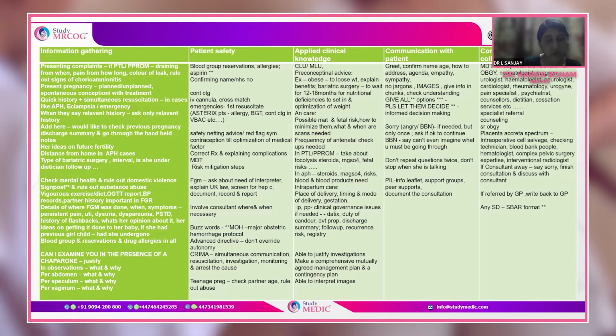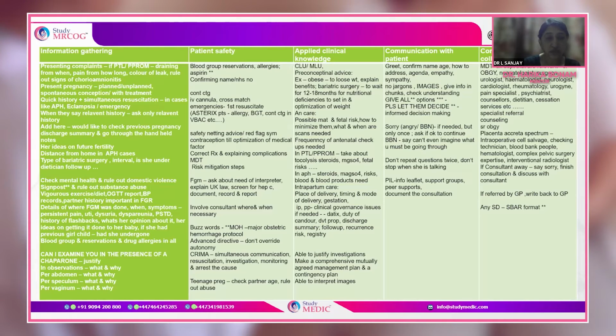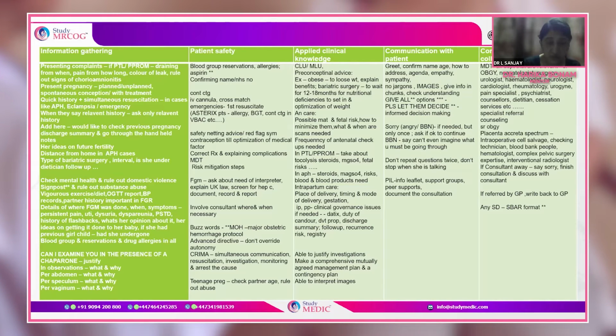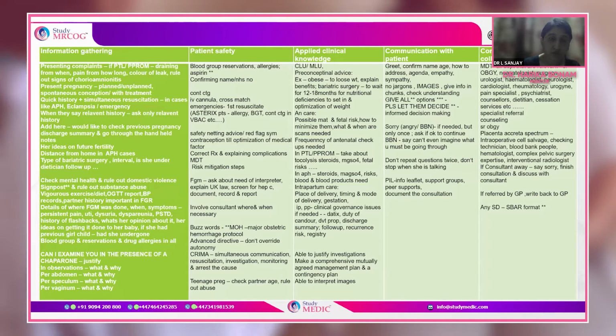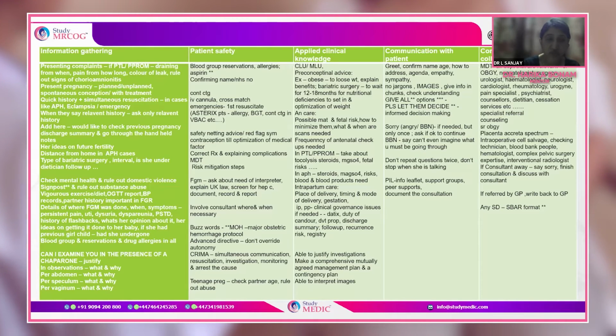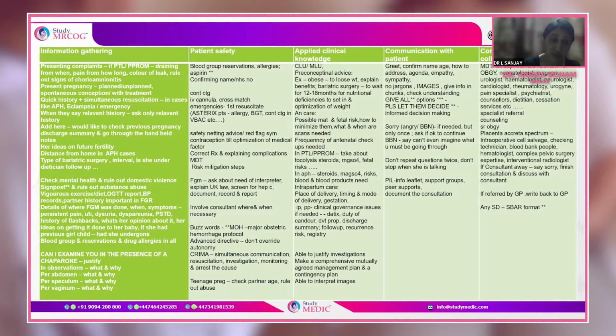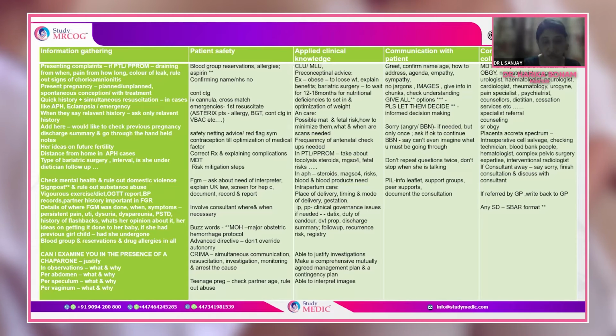And then in case of FGM, in information gathering you have to ask when the FGM was done and where it was done, mainly to check if it is a recent one or not. Then what were the symptoms, does she have any persistent pain even today, any recurrent history of urinary tract infection symptoms, dysuria, any burning sensation in the urine, any changes in intercourse, any flashbacks, what is her opinion about the procedure itself, what is her idea on getting it done to her baby, and if she had a previous girl child, has that child undergone FGM.